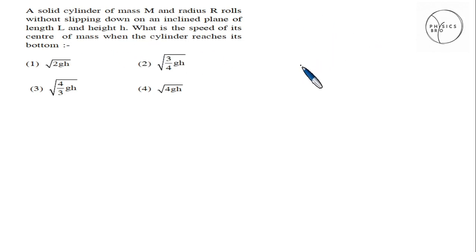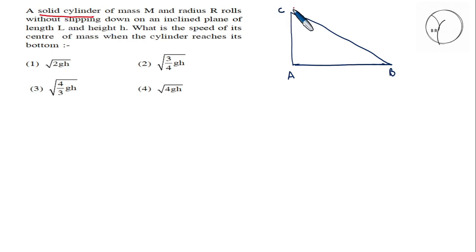So at first we have an inclined plane, and a body rolls from the top. From the top means here. So I'm giving some names: A, B and C. And there is a rolling cylinder, a solid cylinder. Remember, that is a solid cylinder, not just a cylinder but a solid cylinder. It rolls down and reaches from C to B.